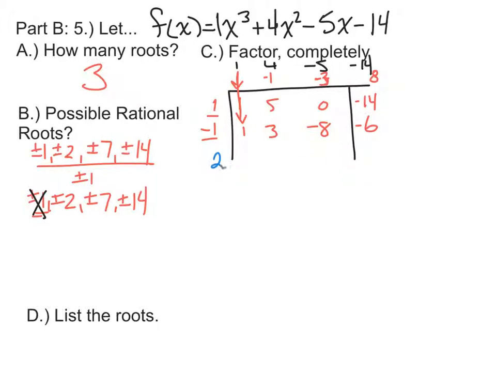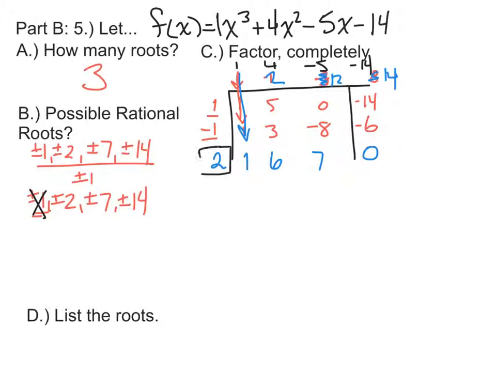So now let's try 2. Again, bring down the 1. 2 times 1 is 2. 4 plus 2 makes 6. 2 times 6, that's 12. -5 and 12 makes 7. And 2 times 7 is 14. -14 plus 14 makes 0. That's great. We finally got that remainder to equal 0.